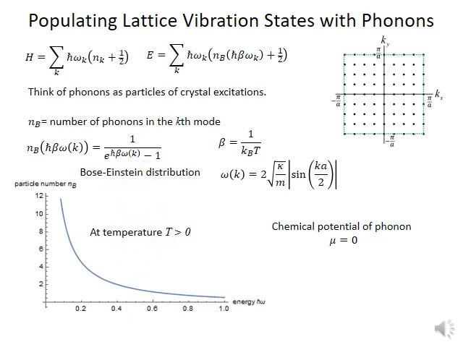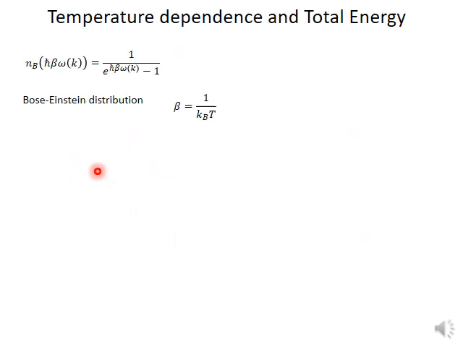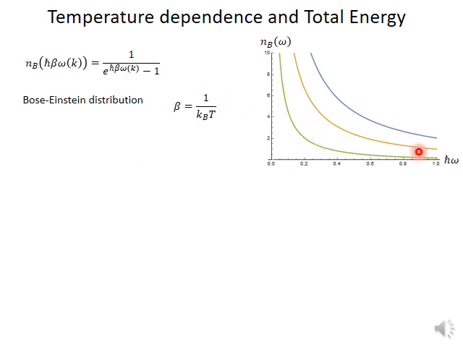This distribution is plotted here. But this distribution has a temperature dependence. So if you increase the temperature, this distribution changes its shape. Here the distribution is shown for three different temperatures, T1, T2, T3. T1 is the smallest temperature, then you have larger temperature, and this is even larger.